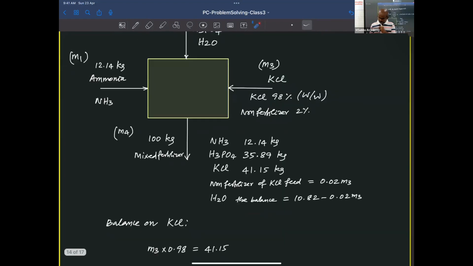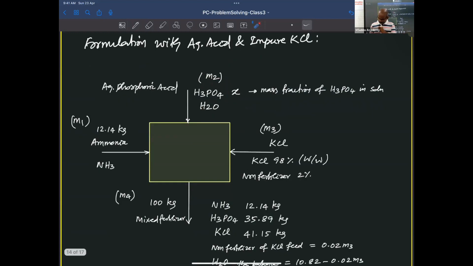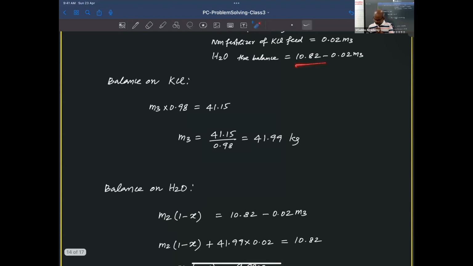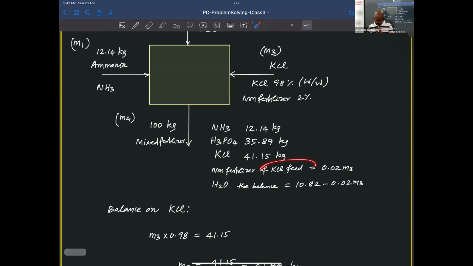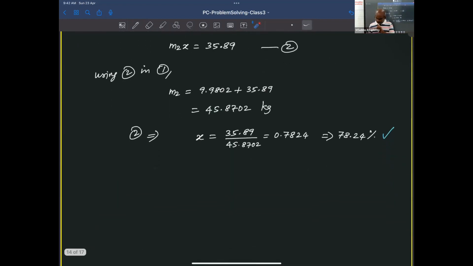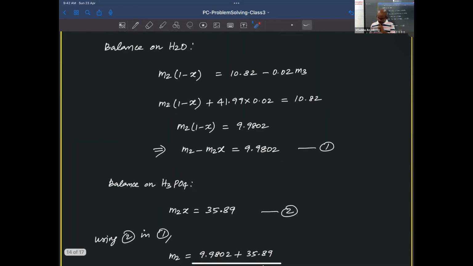So water is entering in this M2 into 1 minus x. M2 into 1 minus x is the water entering. And water leaving, already we made that, which is 10.82, and that other part, because this is the total other components. 100 minus of these will be simply water content. Okay. So from that we could get a balance on water resulting in one equation, and balance on H3PO4 is directly giving an equation.